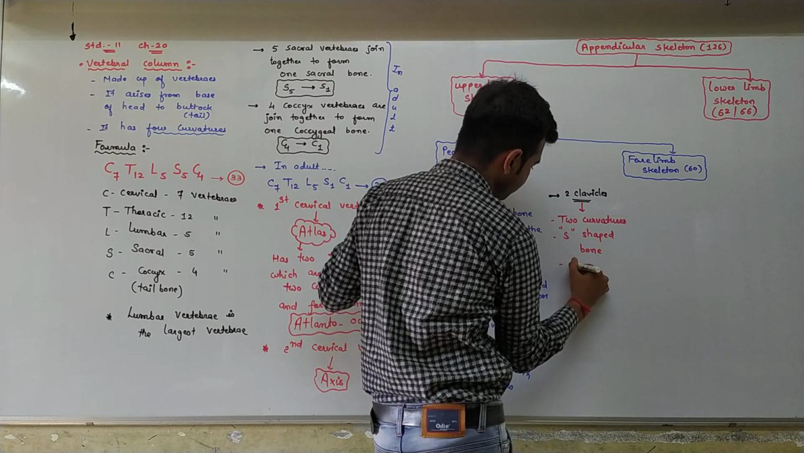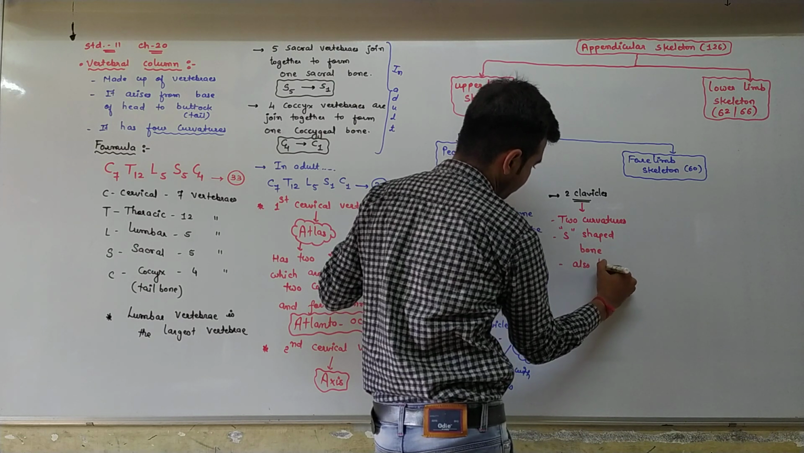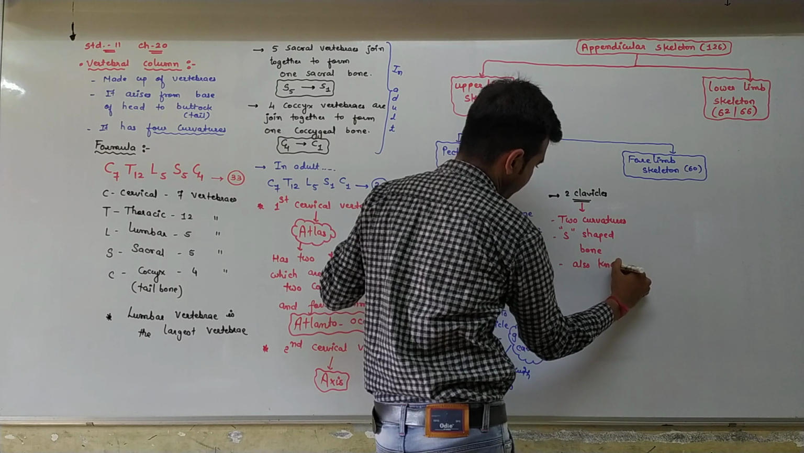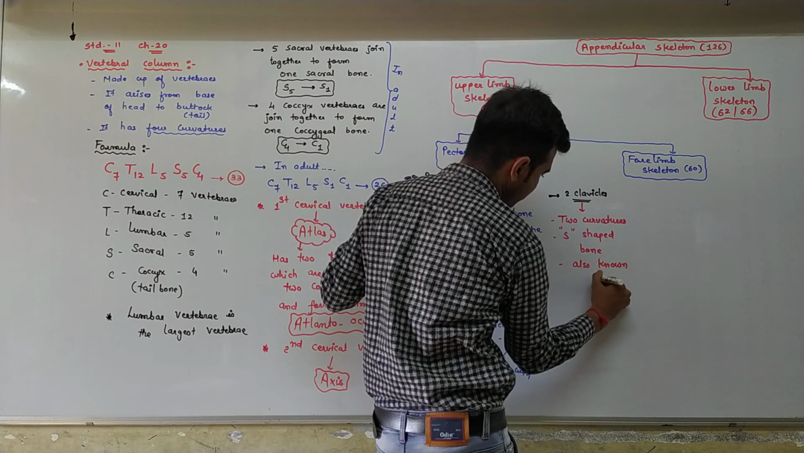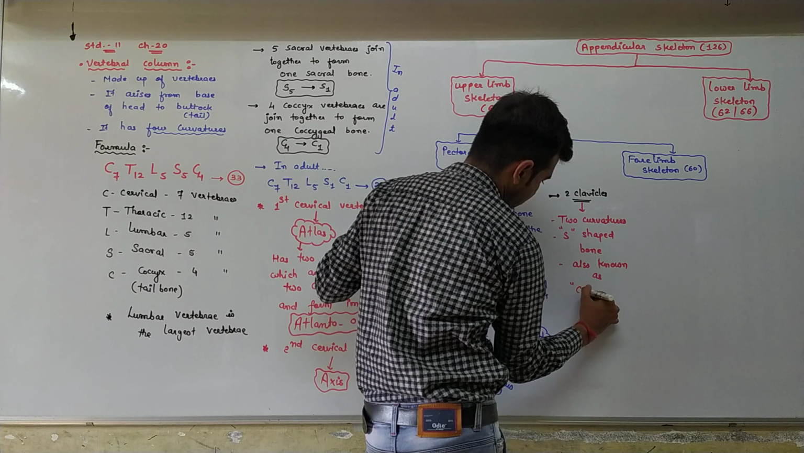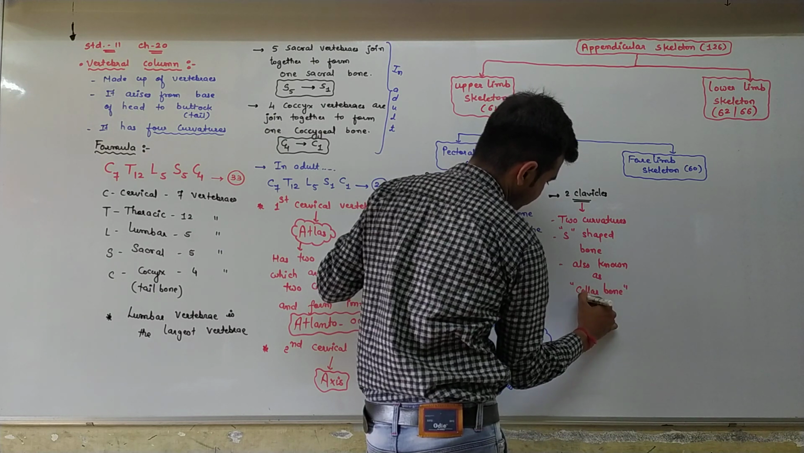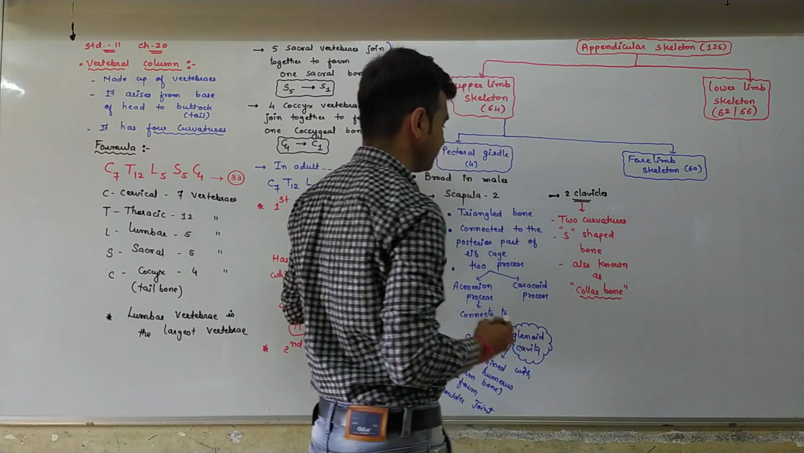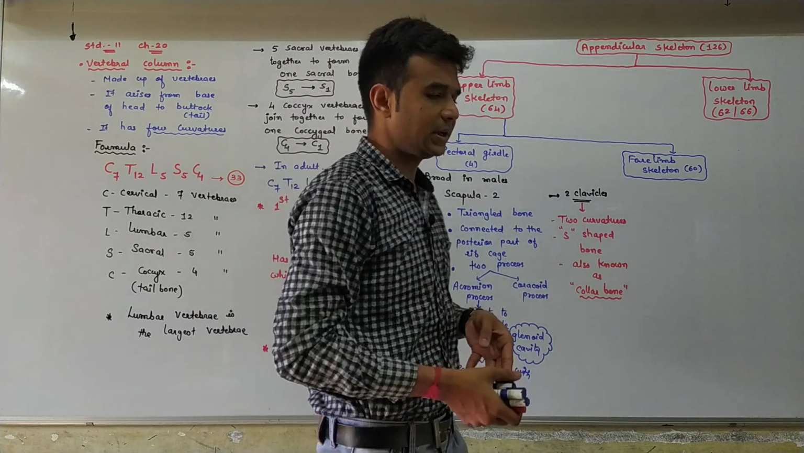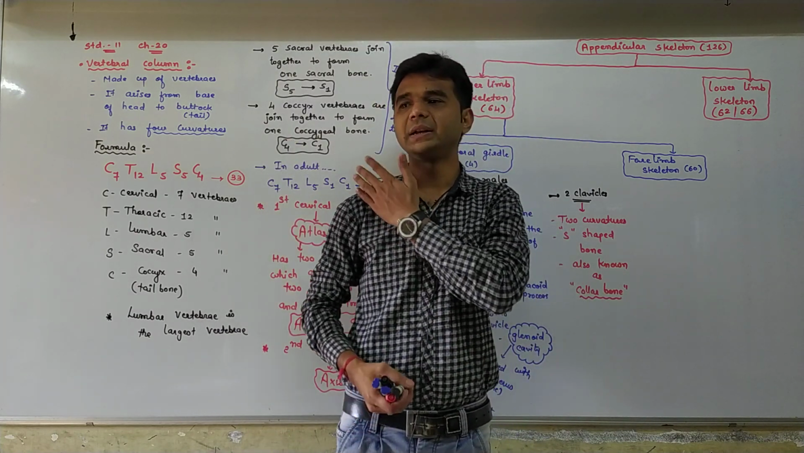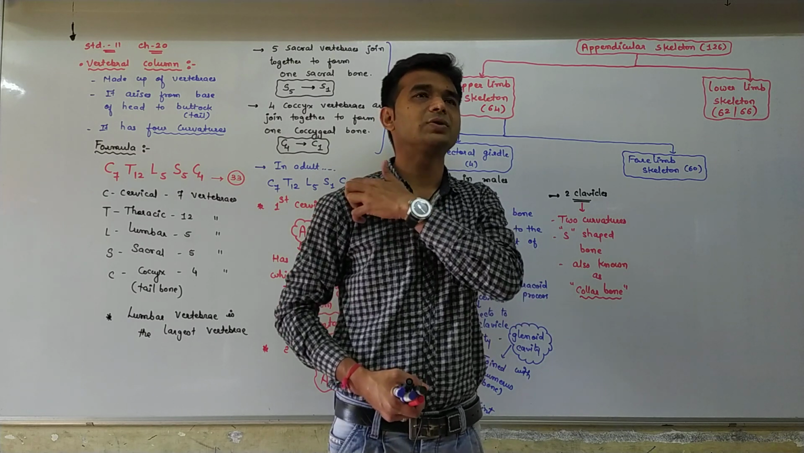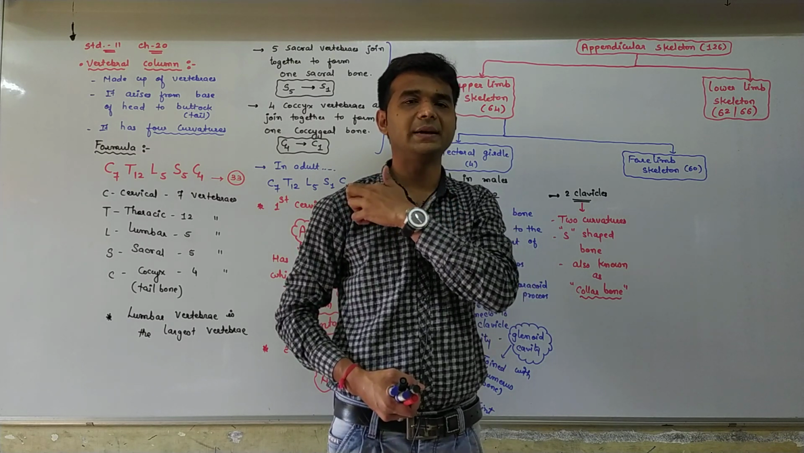S-shaped bone, also known as collarbone. So here it is connected nearer to the collar. So here the S-shaped bone is there.